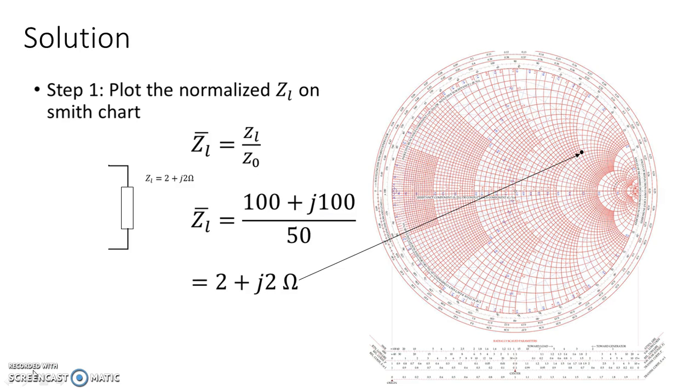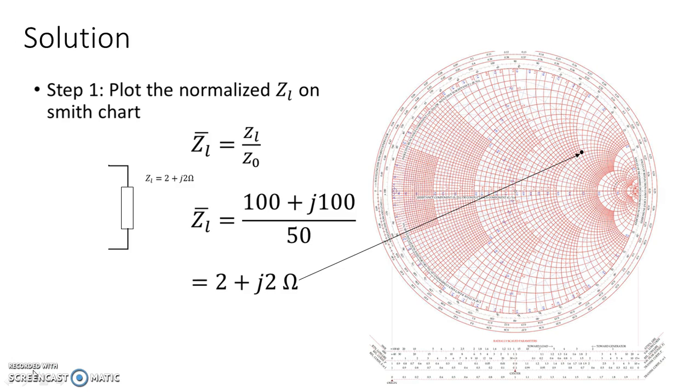First step is to normalize and plot the normalized impedance on a Smith chart. The process for normalization is, we have ZL, which is 100 plus J100 ohm. Characteristic impedance given is 50 ohm. So we divide the impedance by the characteristic impedance to achieve the normalized impedance, and we get 2 plus J2, which has been plotted as shown in the figure.